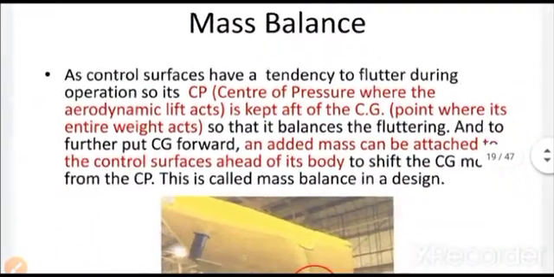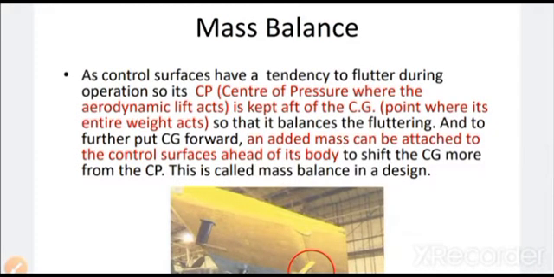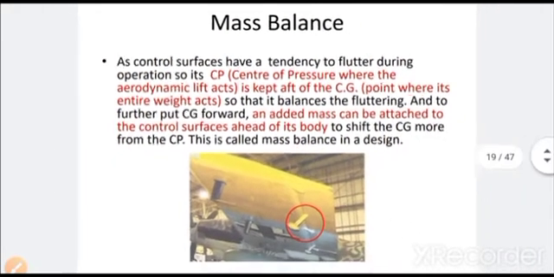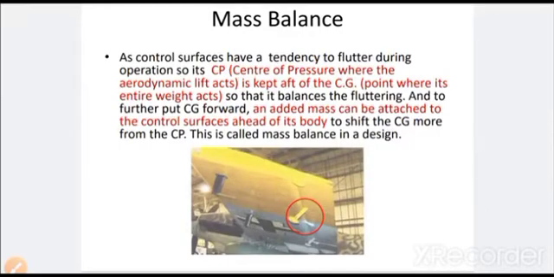Okay, next we have mass balance. So what is this mass balance? Mass balance is a type of balance, whereas all those tabs were aerodynamic balance. Aerodynamic balance means they used to move in some direction, maybe in opposite direction, and the other way the primary control surface used to move.